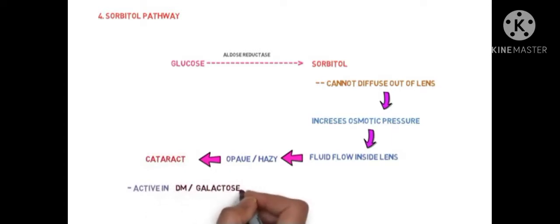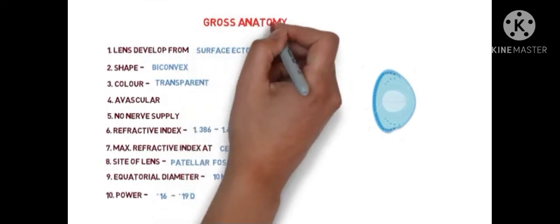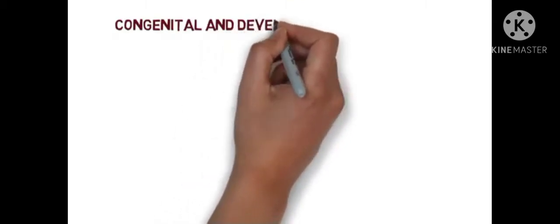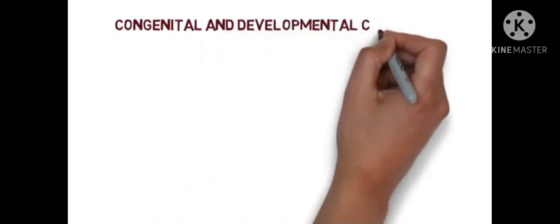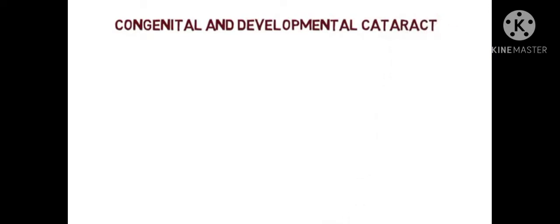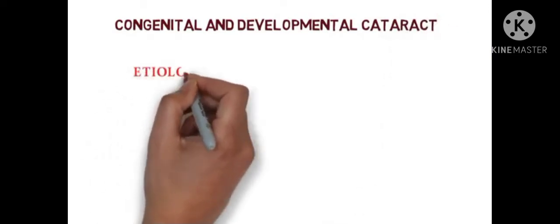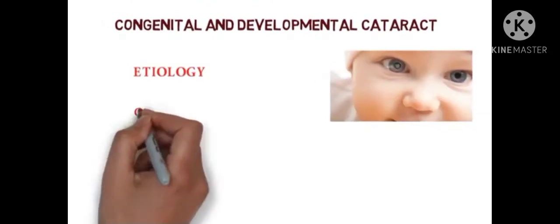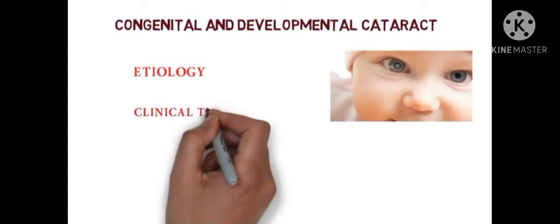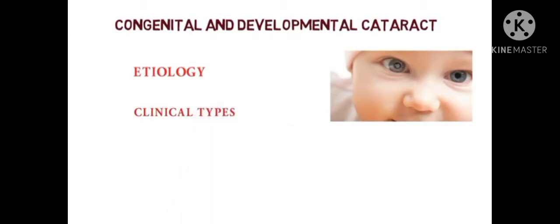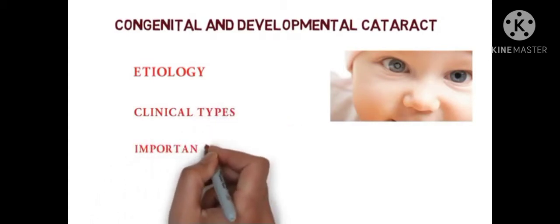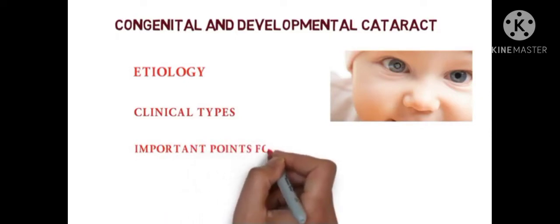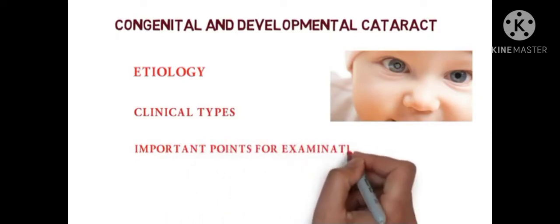So this is all about the lens, in which we covered its applied anatomy, its structures, and applied physiology and biochemistry. So first we are going to start with congenital cataract, in which we will discuss its etiology, how congenital and developmental cataract occur, and what is the reason behind it. After that we will discuss clinical types, right? And at last we will cover the points which are important for your PG preparation.